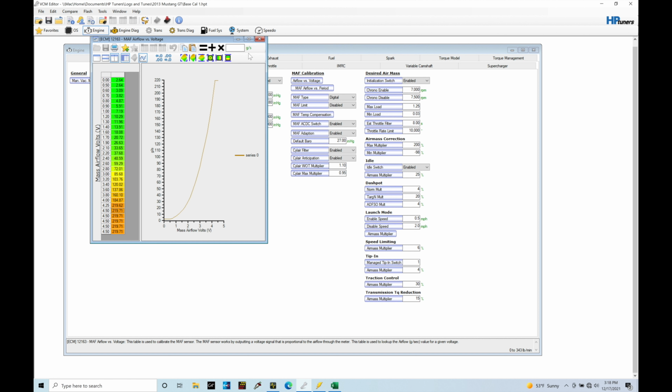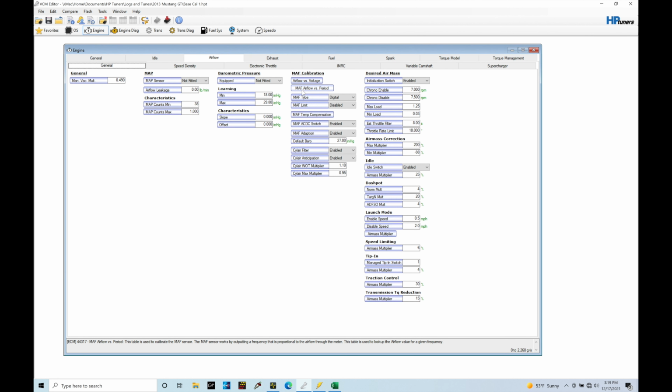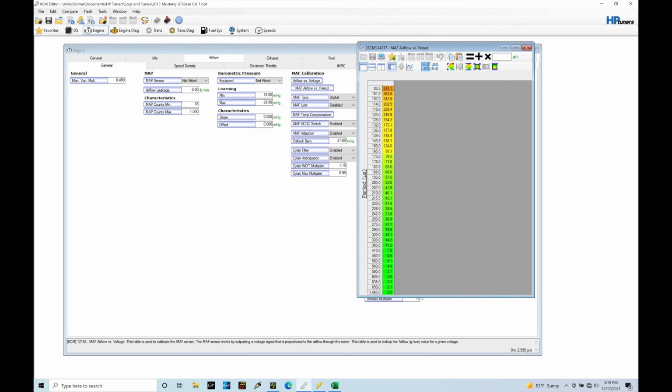So on the older MAF types in this calibration lookup, it is going to be a one-to-one lookup where the MAF sensor outputs a voltage based on how much flow is going across the sensor, and it's going to look up what that amount of air mass is going to be in grams per second, or whatever the unit scale you have it set up in your table as. So it's pretty straightforward. Now, the newer Ford PCMs, so the Gen 1 Coyote PCMs, Ford has switched over from a voltage type of MAF to a digital type signal, and we can find that mass airflow versus period. This is the table right here.